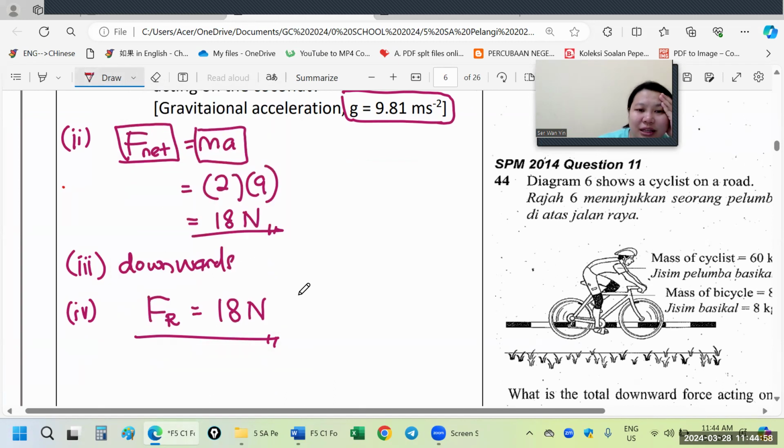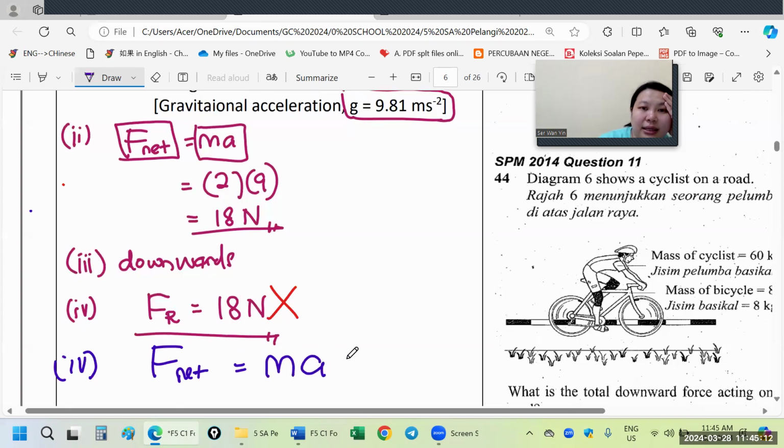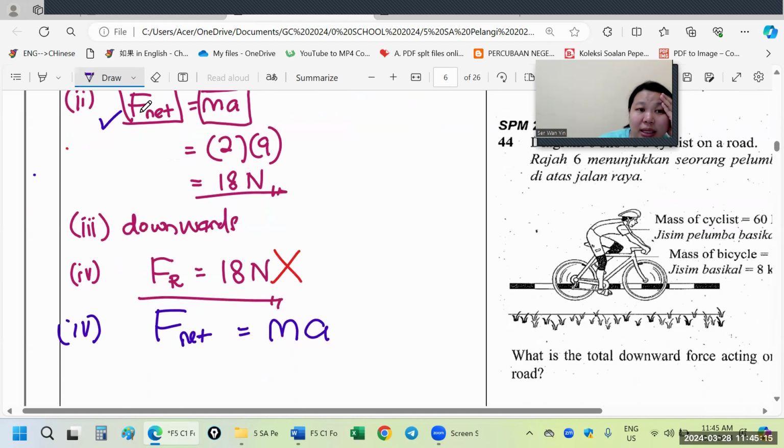No lah, actually wrong. We must start again. We must start again in net force equals to MA. Even though you used it already going up, going down you use it one more time. Same formula. So F equals to MA, actually you get 18, it's correct. Or maybe you substitute one more time: 2 times 9, 18. But the question here, what is net force?